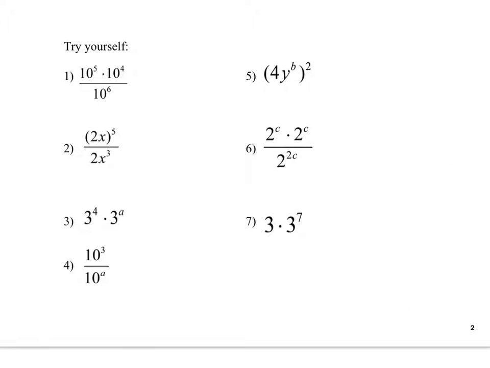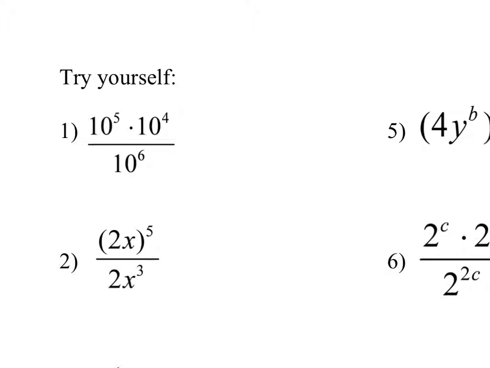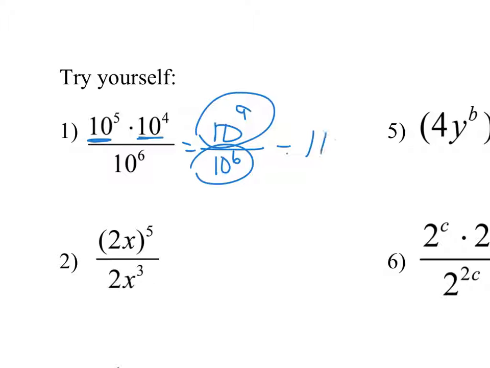Okay, try it yourself. So take a second and try these. Okay, I am going to go through them in just a second. Okay, so notice you're multiplying bases. Those tens, here there are 5 tens, here there are 4 tens, so on the top altogether you're going to have 9 of them. Sorry, on the bottom you only have 6. So on the top you have 10 nines, on the bottom you have 6, so what you're left over with is 10 to the 3rd, or 1,000 if we're going to get specific.